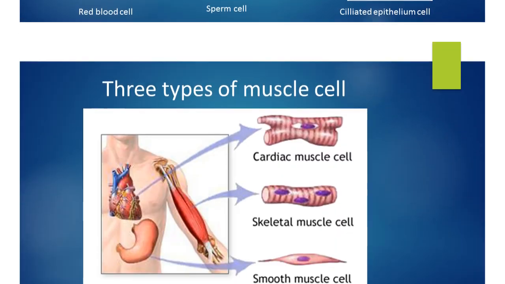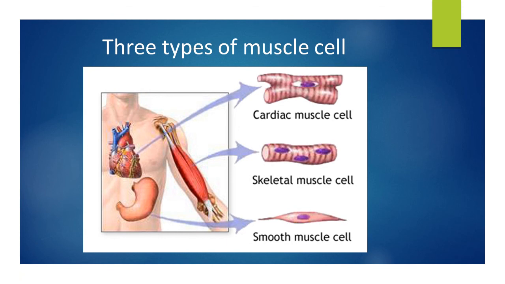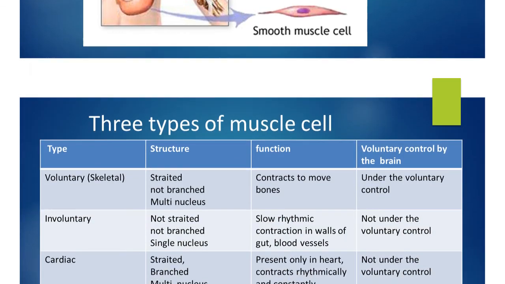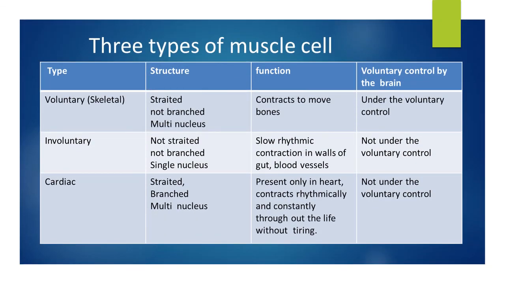Now let's have a look at muscle cells. There are 3 types of muscle cells in the human body. First one is cardiac muscle cells, then skeletal muscle cells, then smooth muscle cells. Now let's identify the structure and function of those muscle cells.